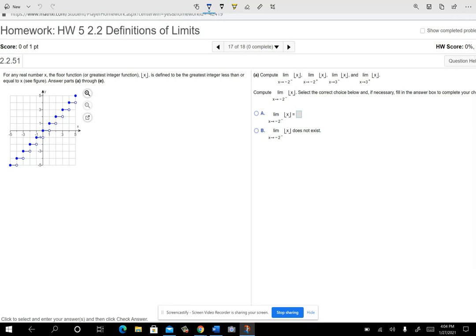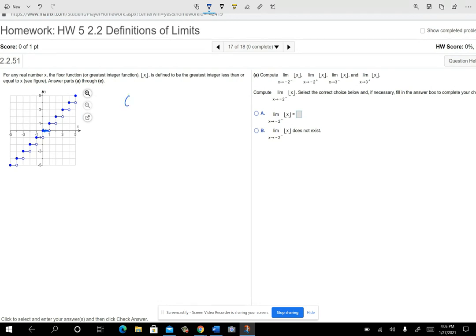So initially it comes across as not too bad. This is called the floor function. As you can see, for any number from 0, including 0, up to 1, not including 1, the floor function gives you the greatest integer less than that number. So if you were at a half, you would go to the integer less than a half, which would be 0, and that's why it's got that right there.